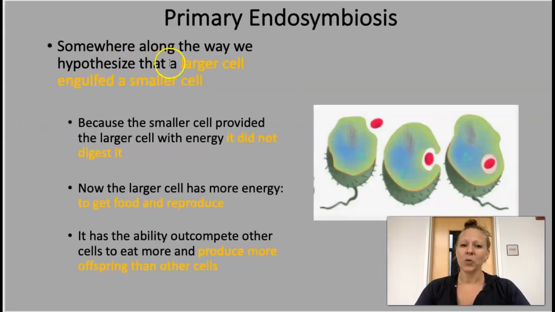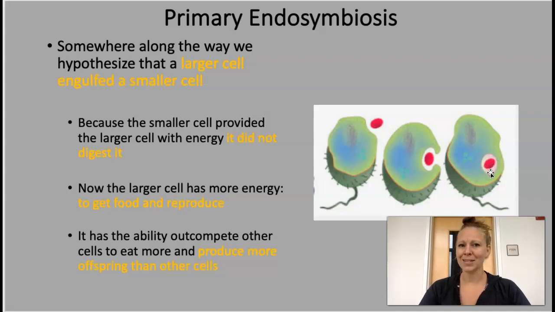Somewhere along the way, we hypothesize that about 2.5 billion years ago, a larger cell engulfed a smaller cell. Here's our smaller cell being engulfed, and then here it is existing inside the cell. We suspect that the smaller cell was able to give the bigger cell energy, like little volts of lightning within the cell. That energy helped the cell to be stronger and faster so that it could outcompete other cells, get more food, and reproduce more often. So it was more successful because of the extra energy that it had.